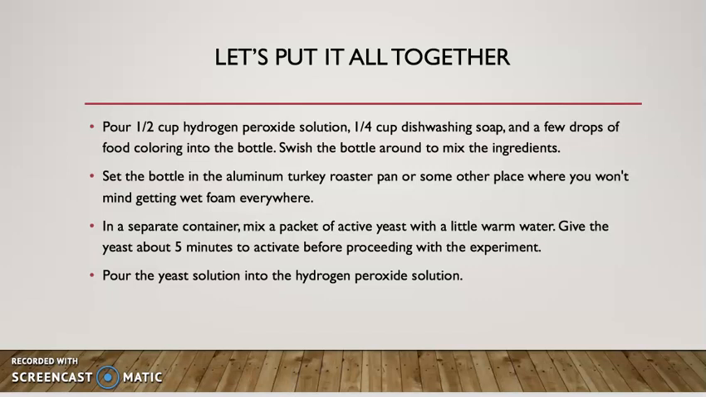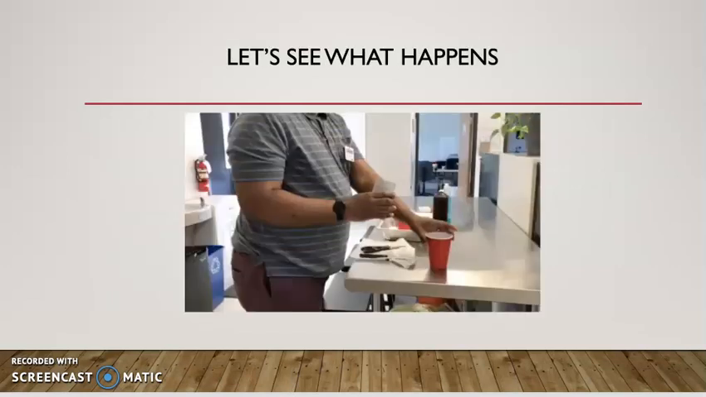Afterwards, in a separate container, mix a packet of active yeast with a little warm water. Give the yeast about 5 minutes to activate before proceeding with the rest of the experiment. Afterwards, pour the yeast solution into the hydrogen peroxide solution. Let's see what happens.